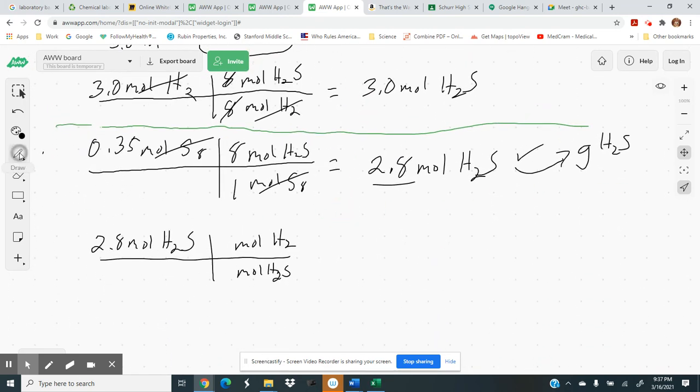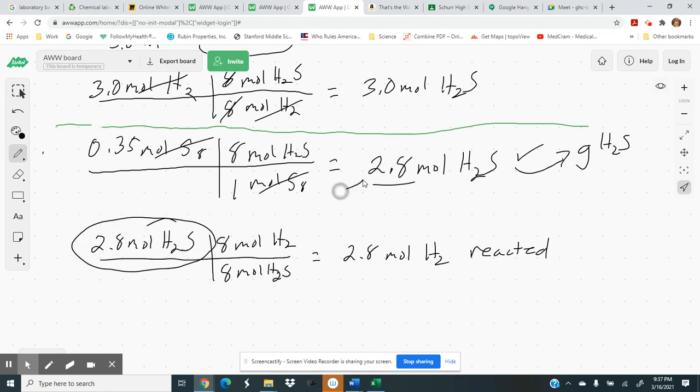It's not an accident. If one is 8, the other one might very well be 8 or whatever number, because that's where all the hydrogens are. So the hydrogens have to be balanced, which means that if you take 2.8 times 8 divided by 8, you're going to end up with 2.8 moles of H2. This is how many moles reacted, right? So this is how many moles of H2S we produced. And then we went back to H2 to find out how much reacted.